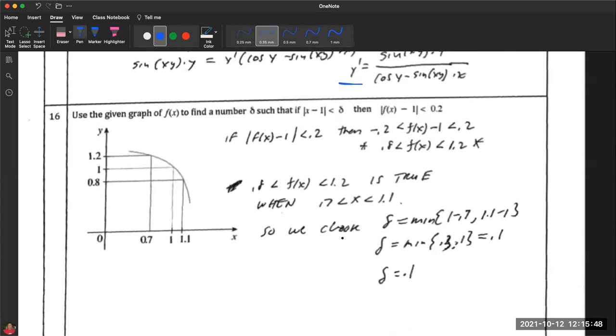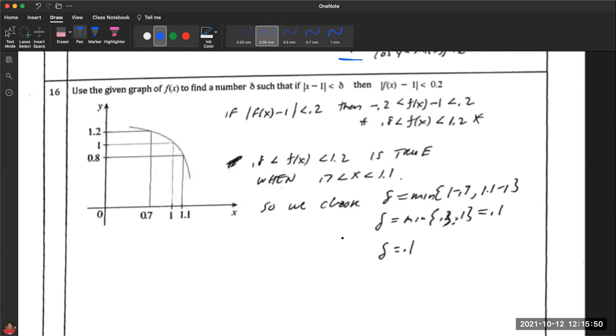And let's do this last one, which is the definition of a limit. I'm not going to give you that full definition problem, but more from like a graphical perspective, being able to understand that definition. And so what we're looking for here is as x approaches 1, right? So what this turns out to be: use the given graph of f(x) to find the number delta such that if the absolute value of x minus 1 is less than delta, then the absolute value of f(x) minus 1 is less than 0.2. In this case, this is kind of like your epsilon.